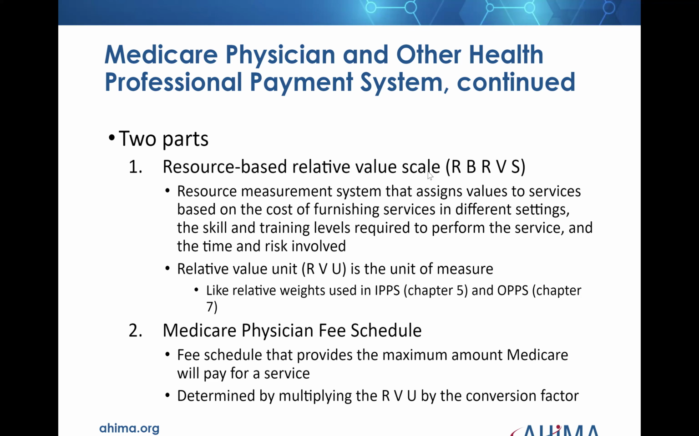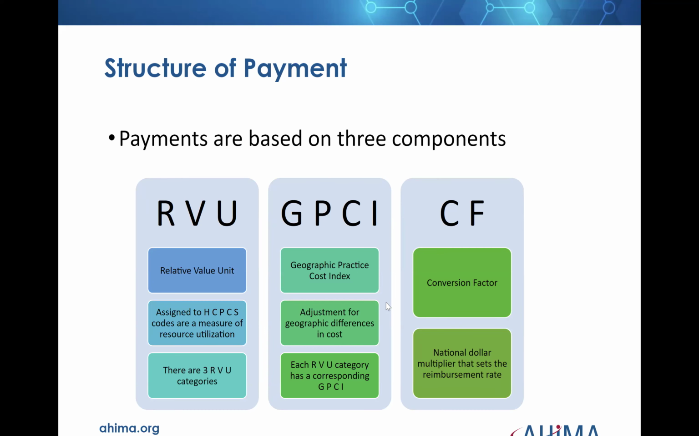Then the other part of it is we have the Medicare physician fee schedule. This is like any other fee schedule. We have a HCPCS code and we have a reimbursement amount. And this is the maximum amount that Medicare is going to pay for a service. And this is determined by multiplying the RVU, the relative value unit, if you will, by the conversion factor. That kind of leads to the next question. What is a conversion factor? It's basically an across the board multiplier that we use to adjust and set a rate, in this case, a reimbursement rate.